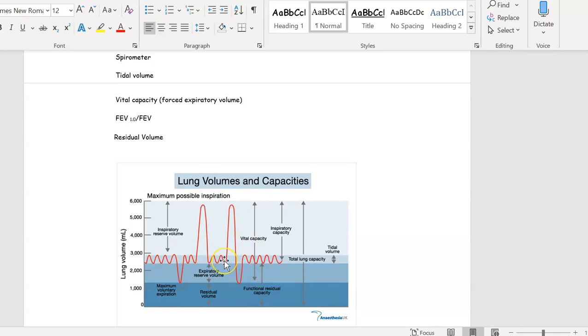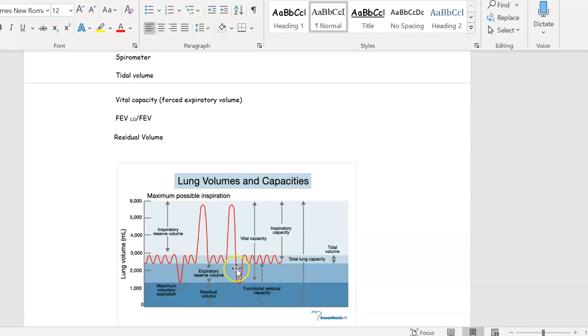So let me show you what happens. And I'll say the definition as I show you this, and then you can write it down. So vital capacity is the amount of air you can expire after maximal inspiration. So maximal inspiration, and then you blow out as much air as you can, and that is vital capacity. So again, definition, it's the amount of air you can expire after maximal inspiration.